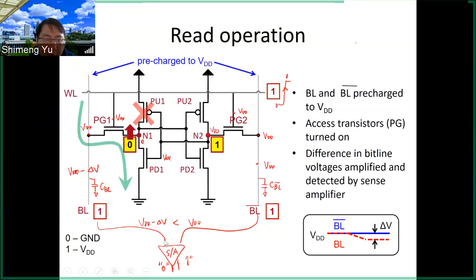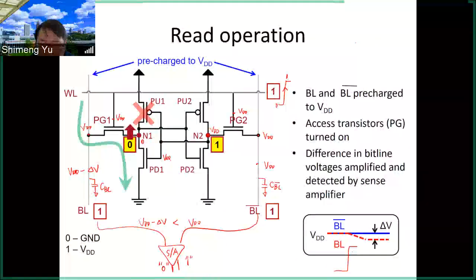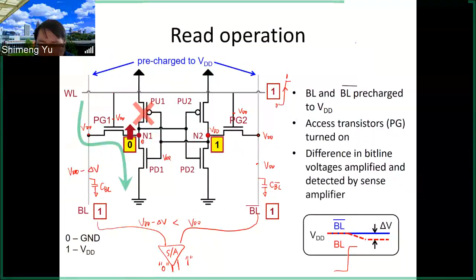Essentially, we are going to read out the data from the memory cell, relying on the small difference that you develop on the BL and BL bar. If you look at the waveform or the timing diagram here, initially we precharge both BL and BL bar to be VDD, and then we turn on the WL at this moment.